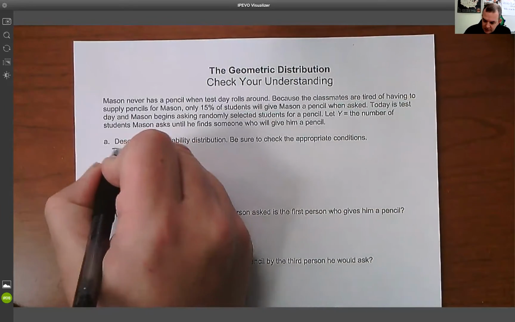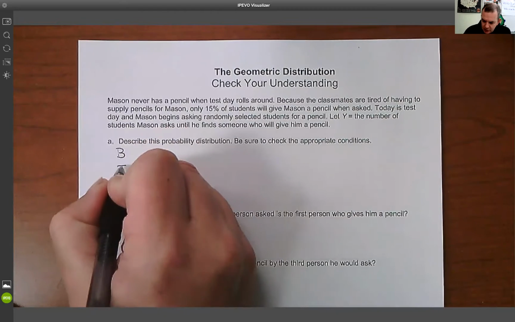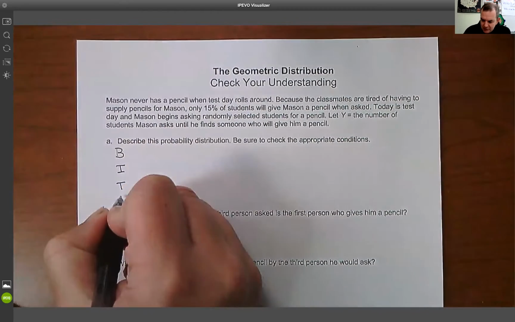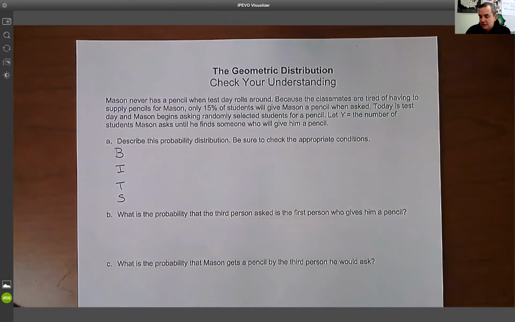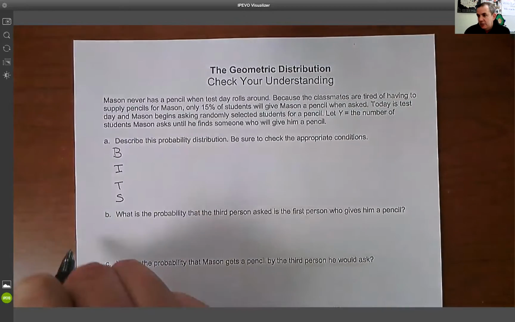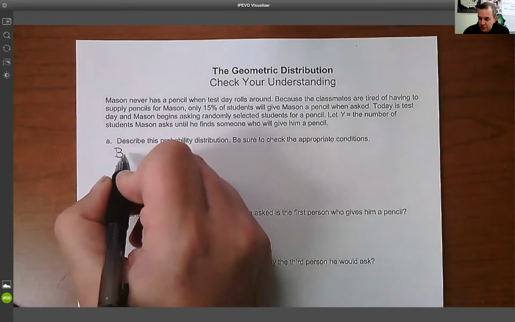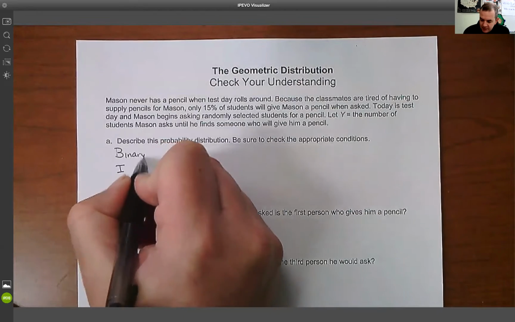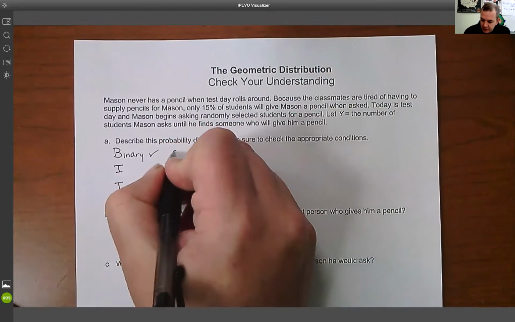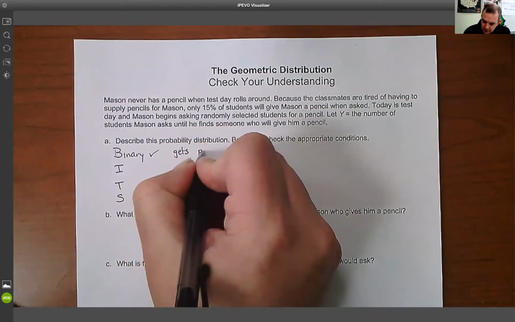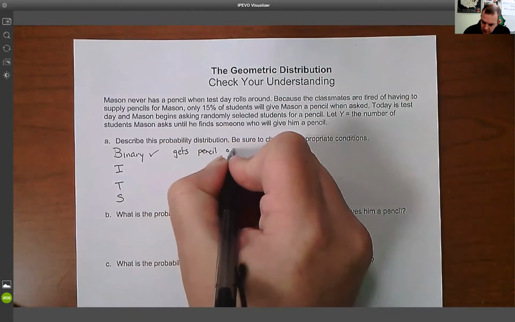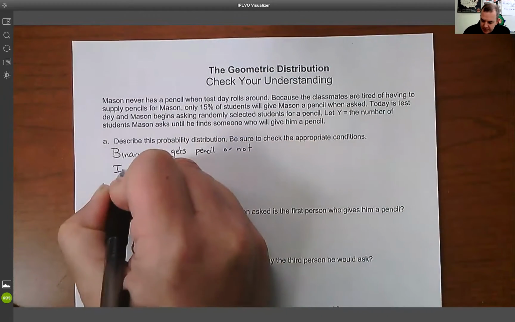So the first thing is you ask again what we're going to do here, it changes slightly. It's not BINS, B-I-N-S, it's BITS, B-I-T-S. The B, the I, and the S are all for the same thing. T is slightly different. So B is still going to be binary. And we meet binary because he either gets a pencil or not. Independent.